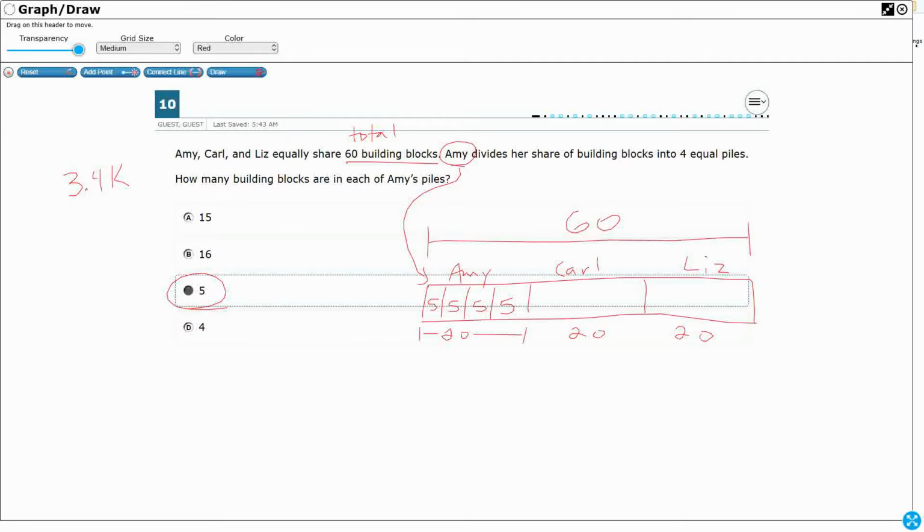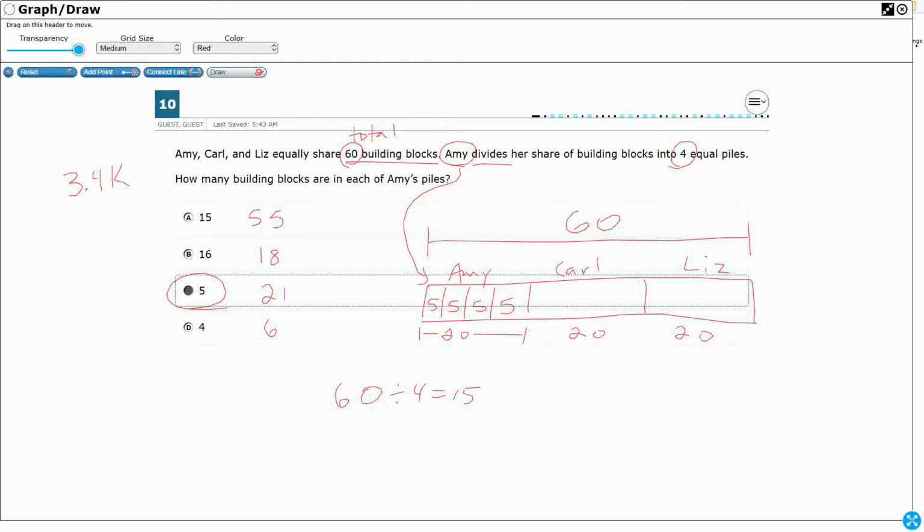Only 21% of our students got this correct. Talk about a distractor. We had 55% of our students choose 15. Now, how in the world are we getting 55% of our students choosing 15? Well, it's kind of like a step 1, but we take this 60 and then we divide by 4. So 60 divided by 4 equals 15.